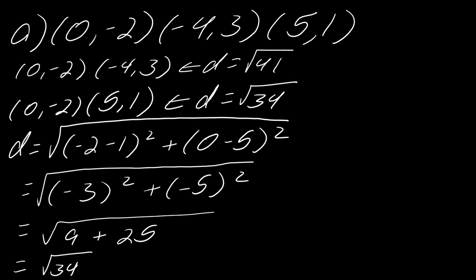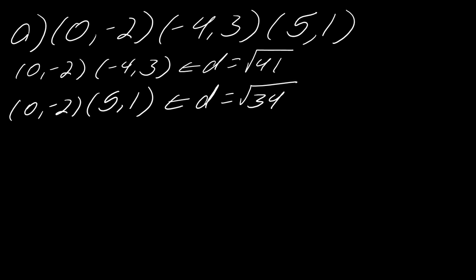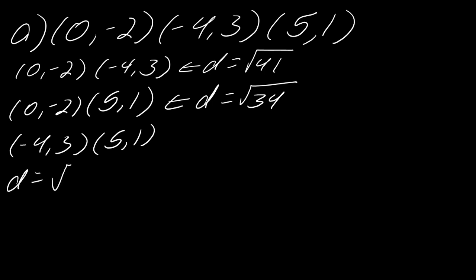And now let me clear some space. The last set of points that I need to do, so I've done these two, I've done this one and this one, so now I need to do negative 4, 3, and 5, 1. Let me just mark that: negative 4, 3, 5, 1. Now I'm going to find the distance one more time.